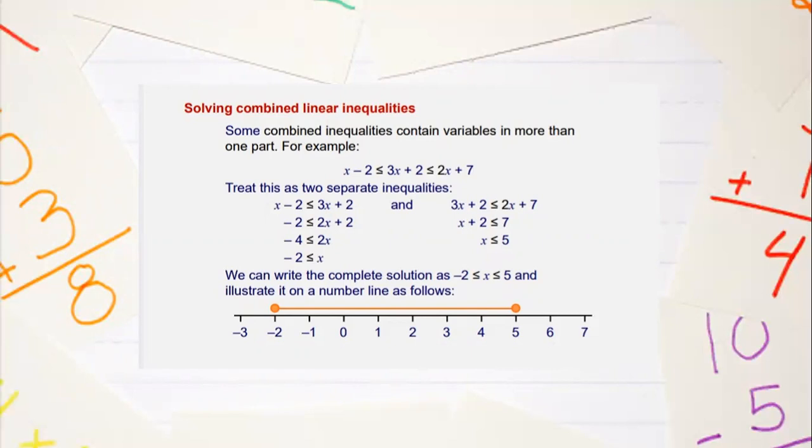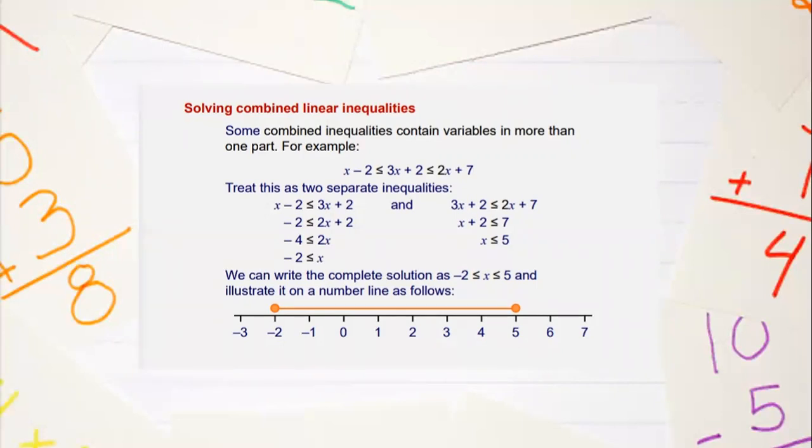So we'll first take x minus 2 smaller than or equal to 3x plus 2. We solve it: x would be subtracted from 3x and will make 2x, and plus 2 will remain the same. Then plus 2 will move back to the left side, and it will form minus 4, which is smaller than or equal to 2x. Then we can divide both sides by 2, and minus 2 is smaller than or equal to x.